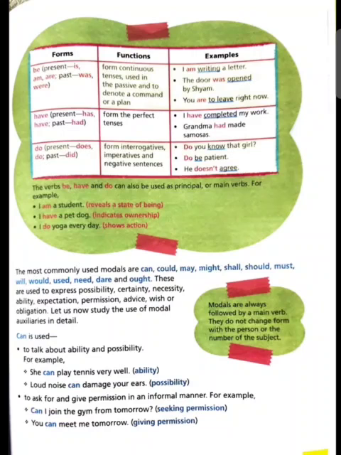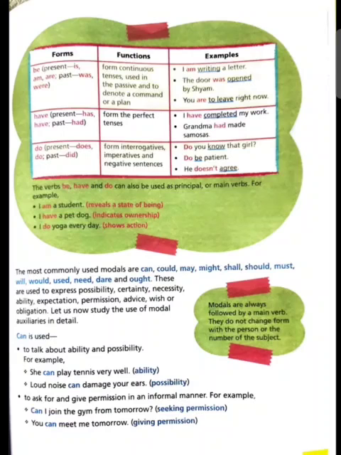Now let's understand about the modals. Okay? Now children, let's study the use of modal auxiliaries in detail. So first we are going to understand the use of can. Children, can is used to talk about ability and possibility. Like she can play tennis very well, loud noise can damage your ears. So here you can see the ability and possibility has been shown.